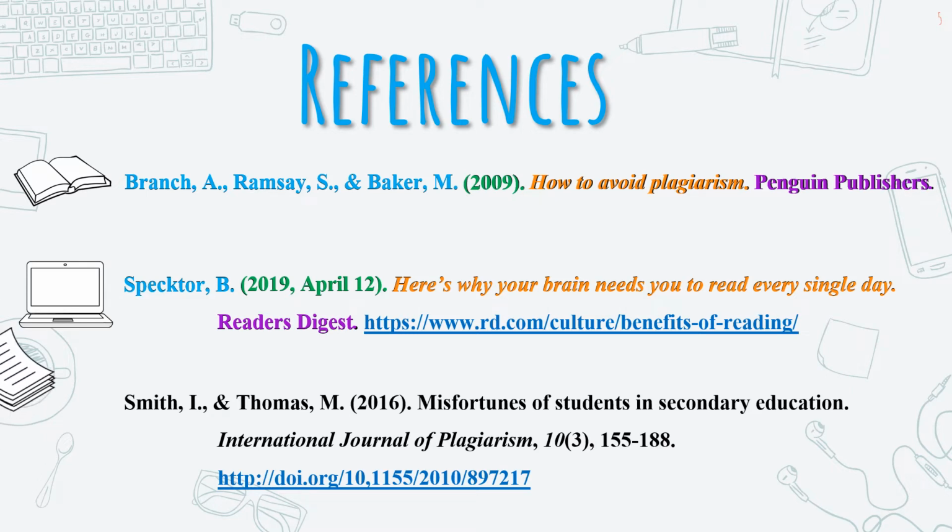If you're referencing a journal article, the reference should include the author's last name and initials, the date that the article was published, the title of the specific article, and then the name of the journal, which is also written in italics. This is followed by the volume number and the issue number, which is written in parentheses. Next, we have the page numbers. Lastly, if the article is online and contains a DOI, this should also be included.